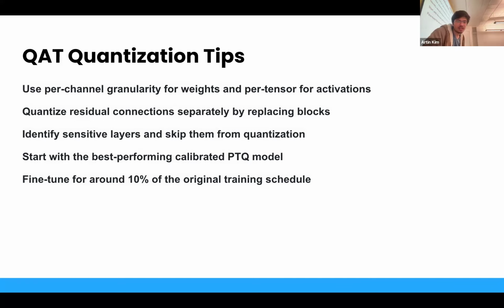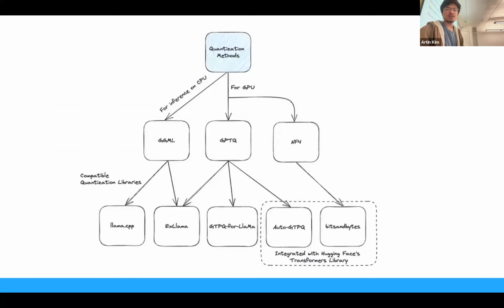Tips: you do it per layer. Residual connections you want to do separately. Fine tune for about 10%. Maybe skip sensitive layers and don't quantize them. Then you have a good recipe for nice quantization, and you can run these models on your laptop.